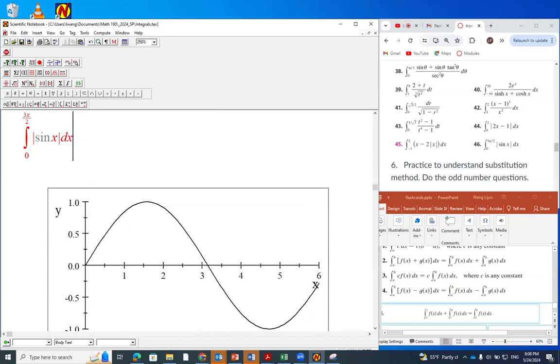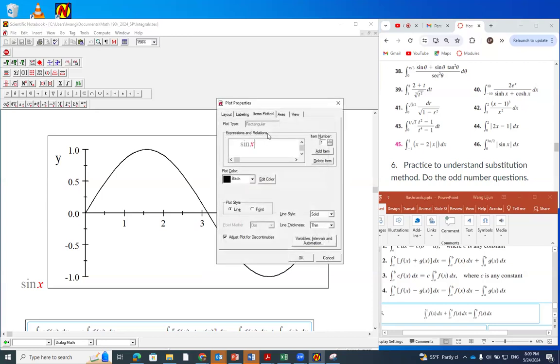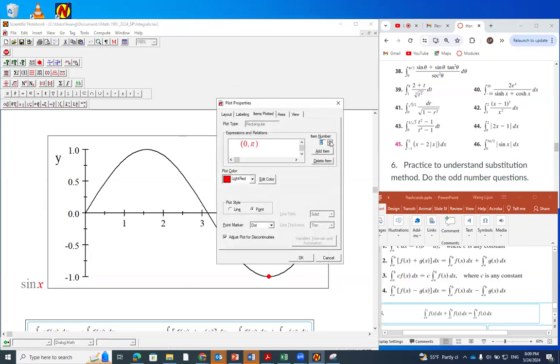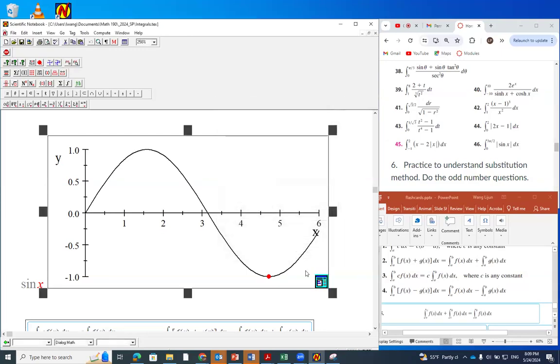From 3 pi over 2, where is the point of 3 pi over 2? Sine of 3 pi over 2 is -1, so let's look at that interval. That's going to be 3 pi over 2, comma, -1, that's the point on the curve. I think I should have shown the other point. Why didn't it show?